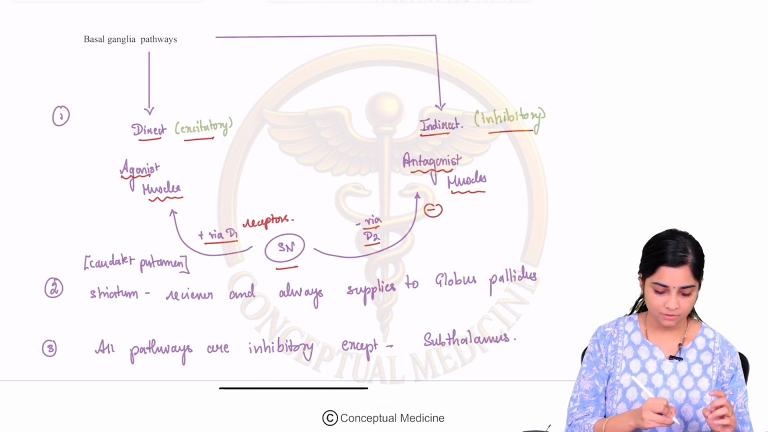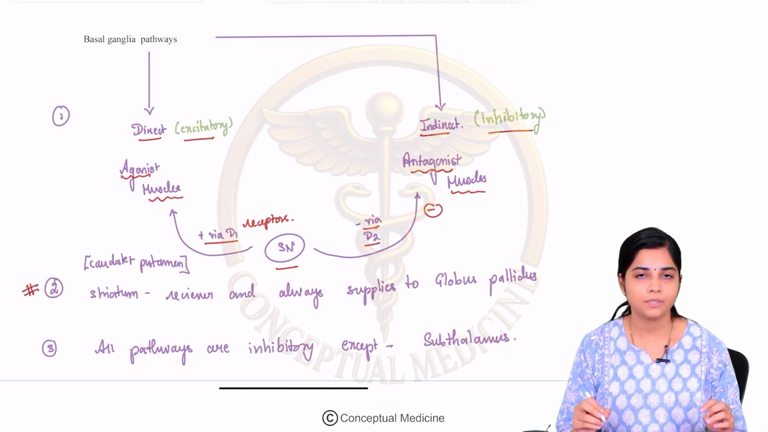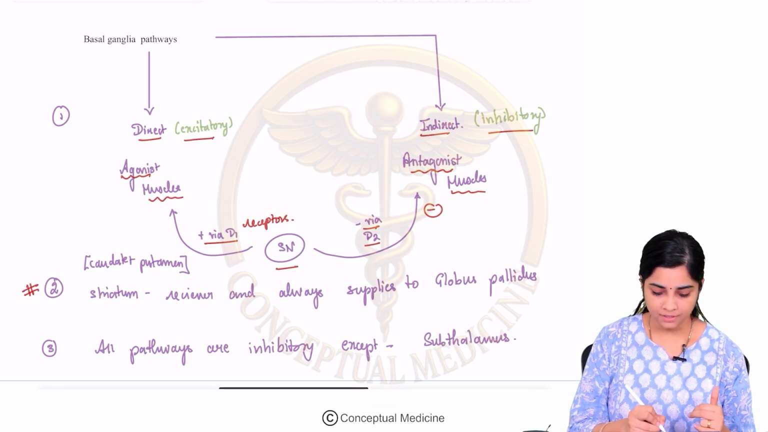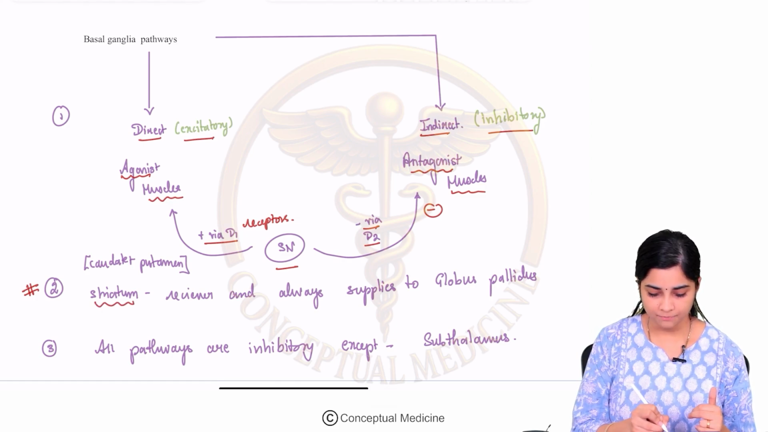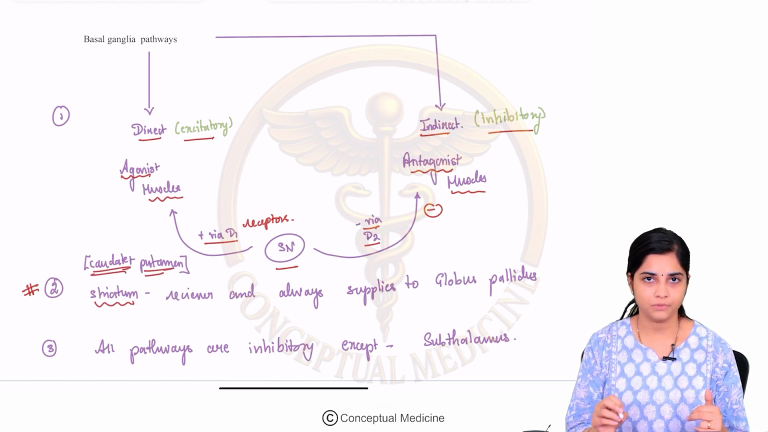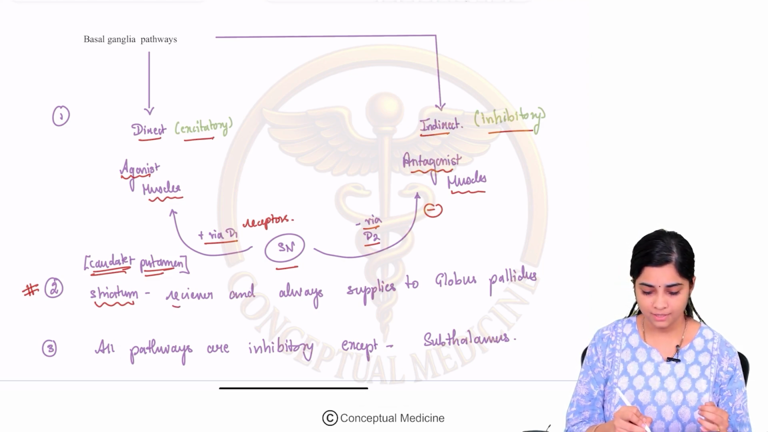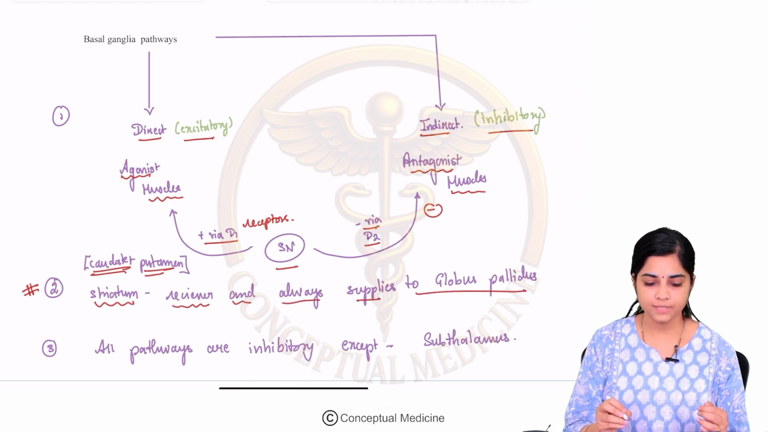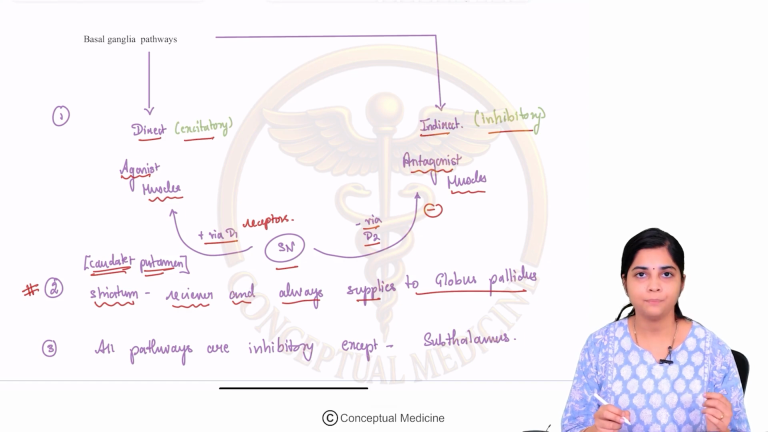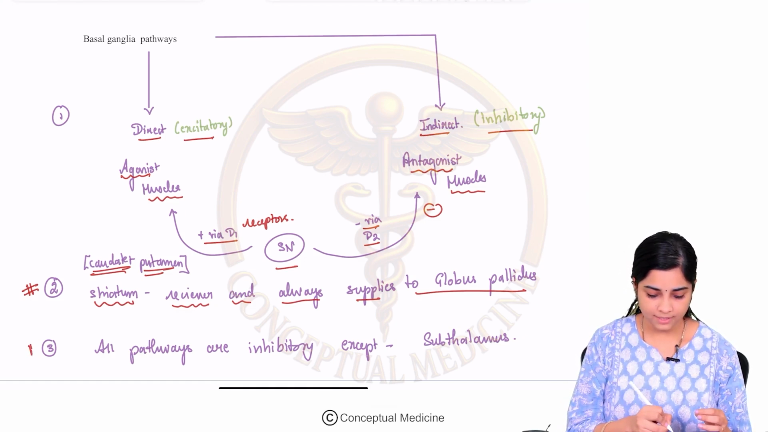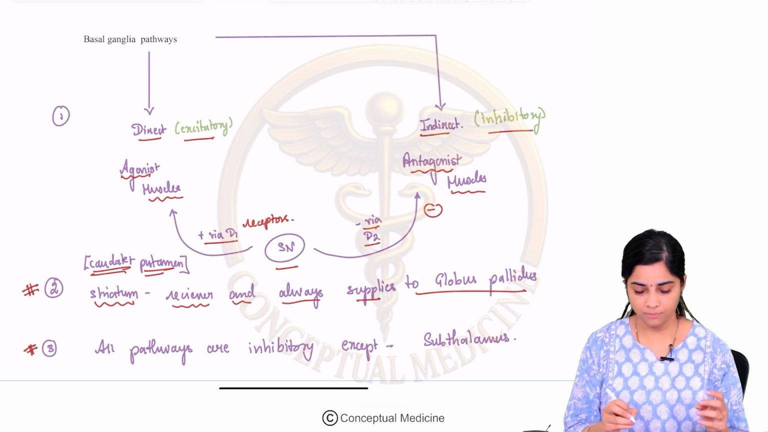Okay, fine. Concept number 2 that you should understand is, whenever you are seeing your pathways in basal ganglia, always understand that the striatum, which comprises the caudate nucleus and the putamen, is the receiver and always supplies to the globus pallidus. Okay, so the striatum is always the receiver and it always supplies to the globus pallidus. Concept number 3, just remember these 3 important points.